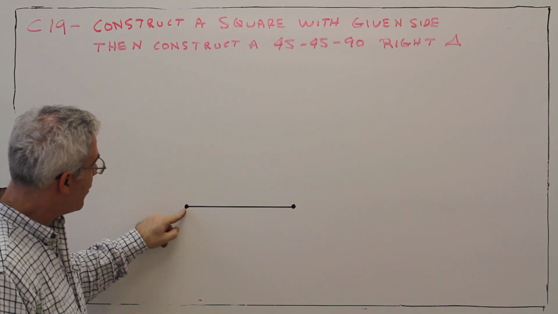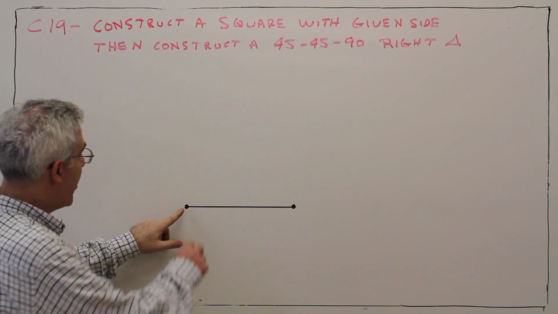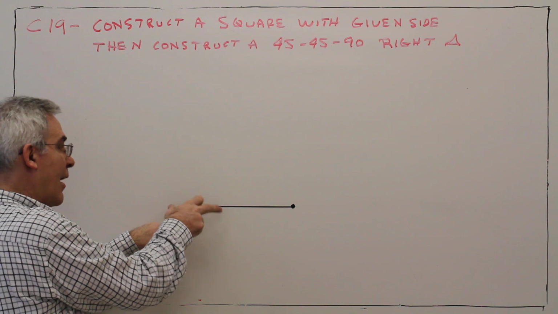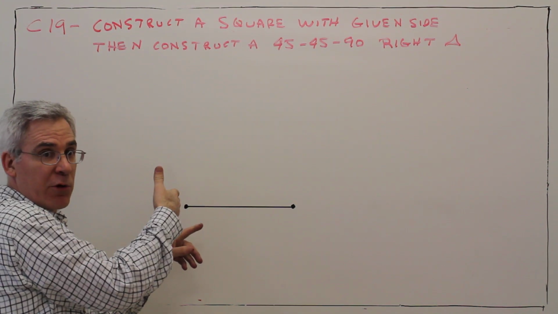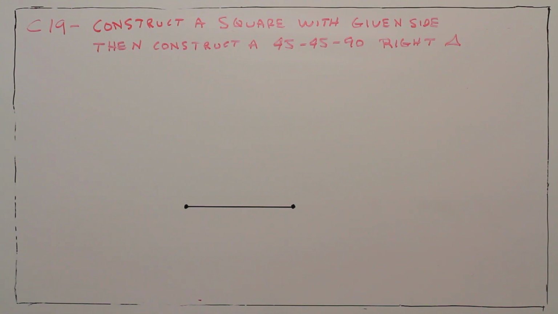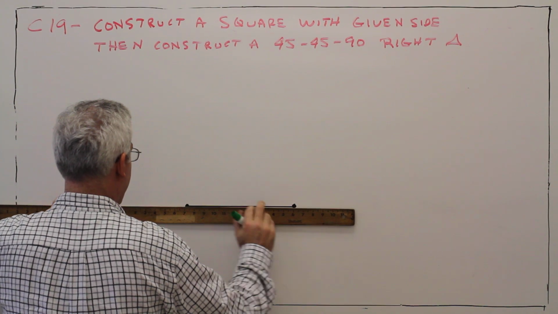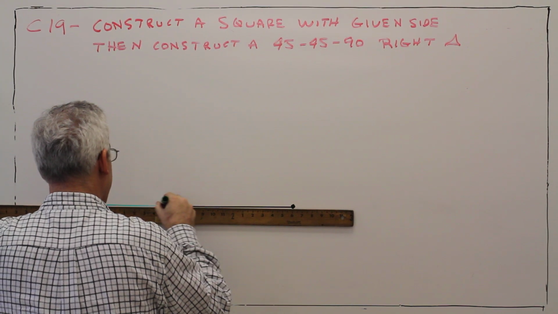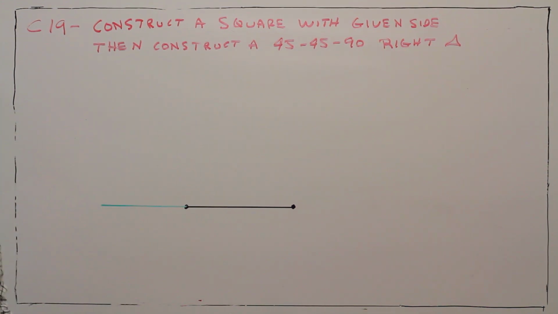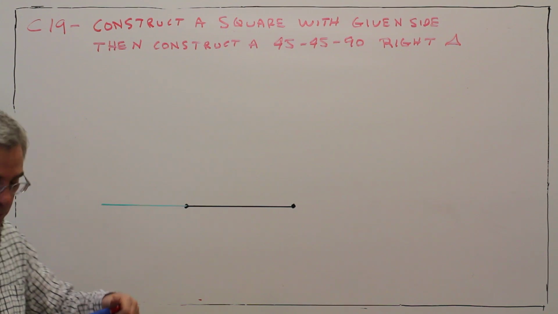What I'm going to do is extend this given segment, and then I'm going to force this to be at the midpoint and do the perpendicular bisector thing. So we've done this before in the previous lesson. So again, I will extend this segment, and then I'm going to force this to be the midpoint of that segment.